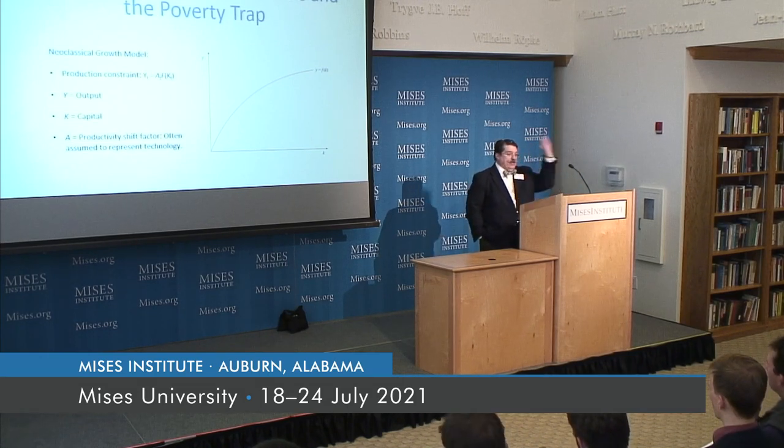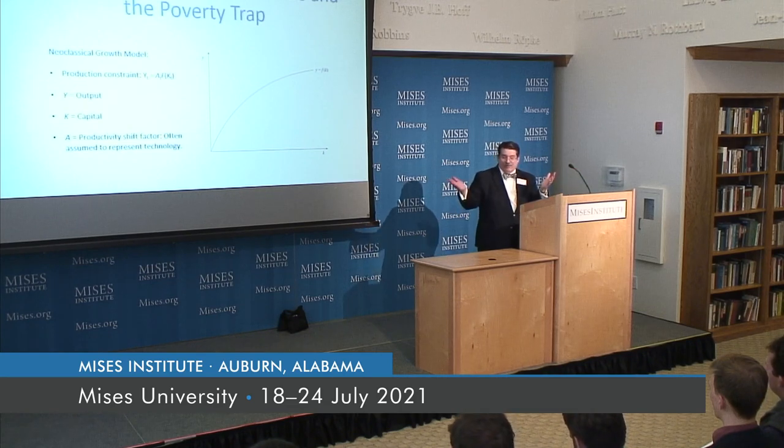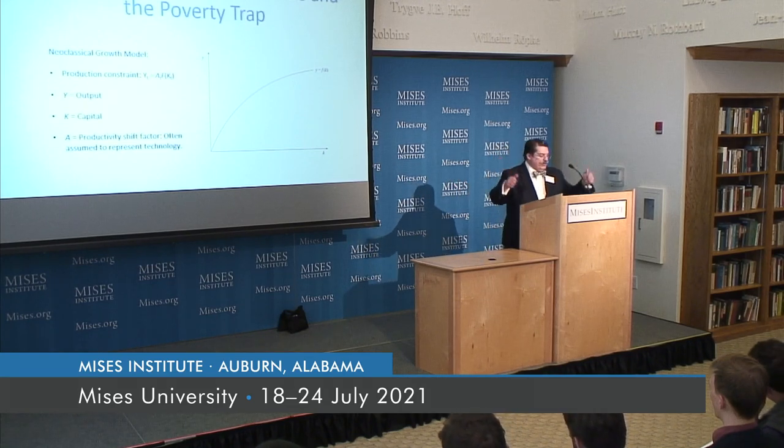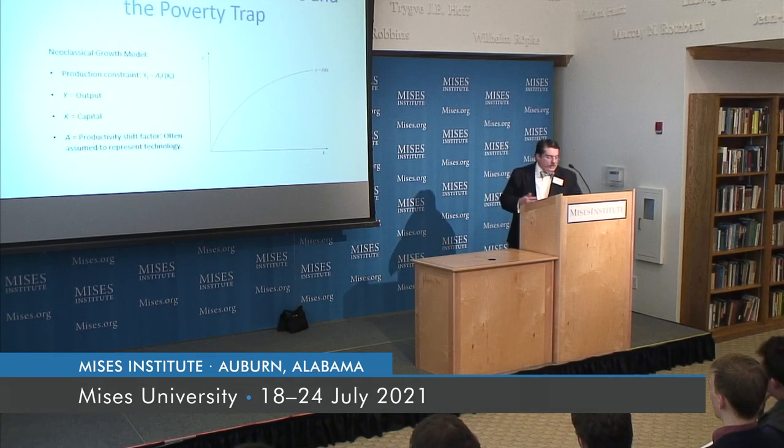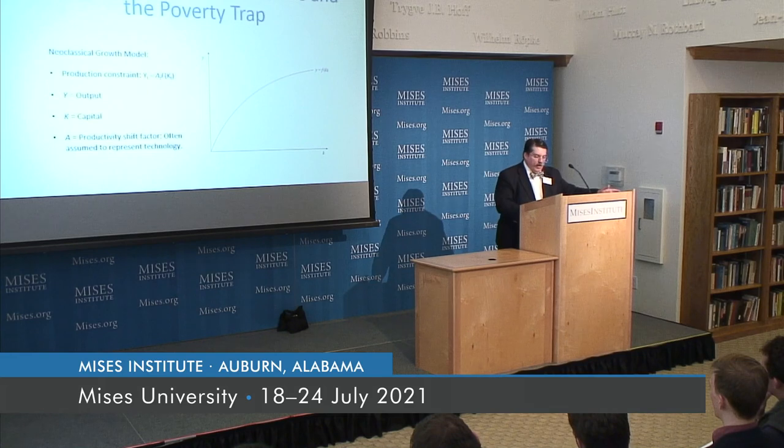The idea is as technology increases, all the factors become more productive, so total factor productivity goes up. And so what do we get from this model? What do we get from this? What are the conclusions here?